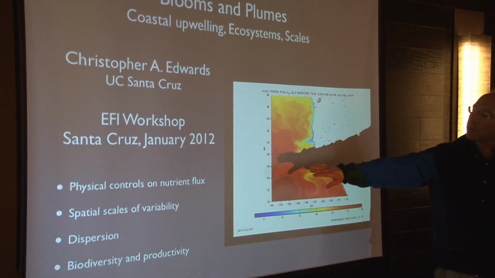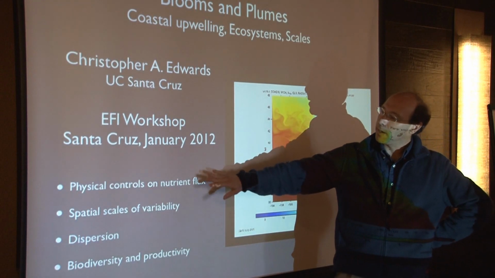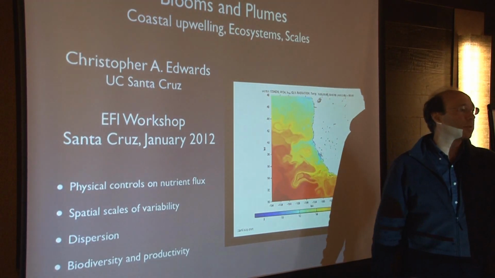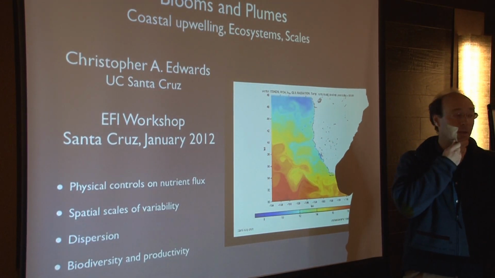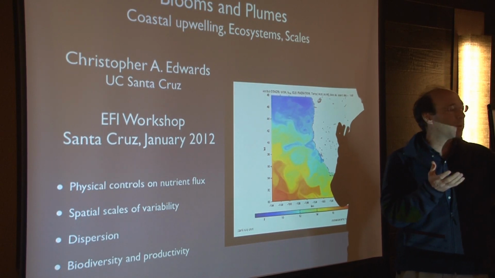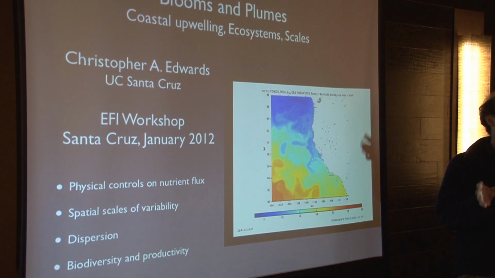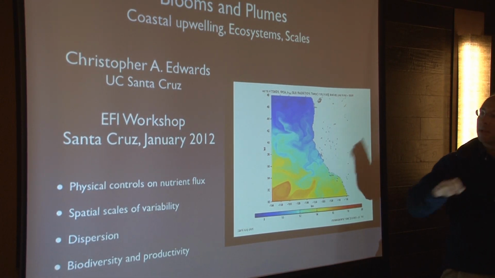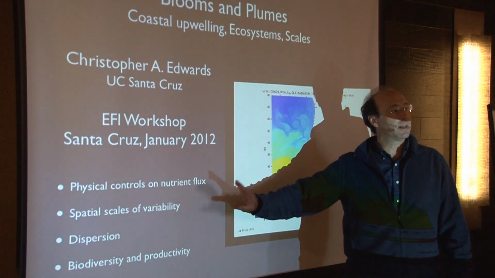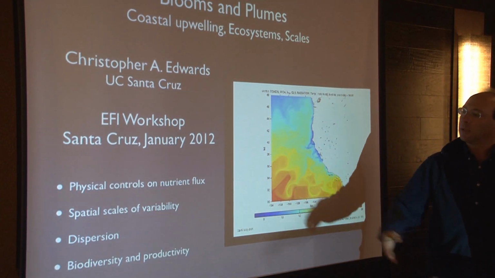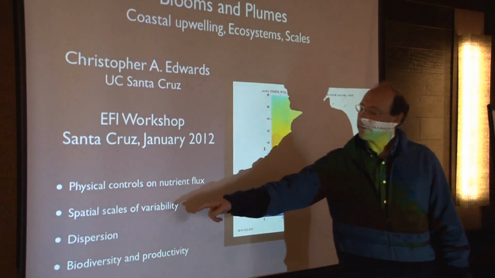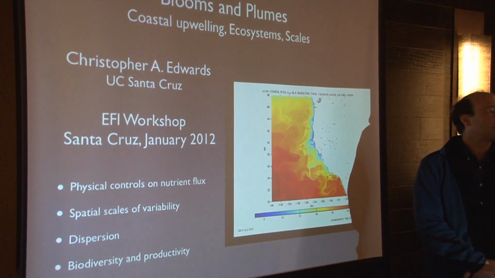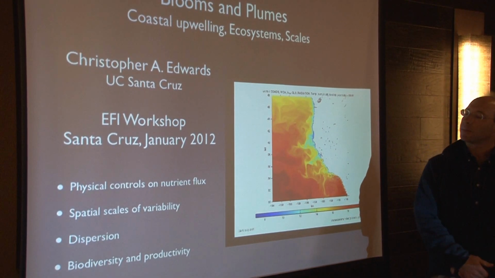So I'll talk mostly about 3 things, maybe 4. I'll start with physical controls on upwelling in the coastal upwelling system. And I'll talk both about the circulation itself and also about nutrient fluxes that are associated with it. I'll talk some about spatial scales of variability and time scales that are critical. I think the dispersion discussion lends some support for that.